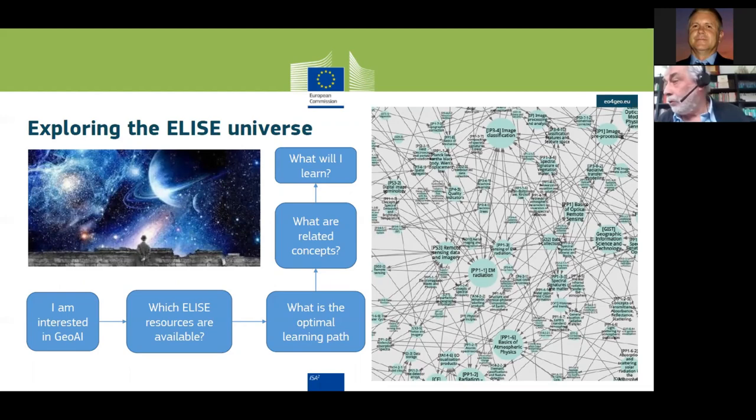So for example, I'm interested in geospatial artificial intelligence in particular. ELISE did something on that, but how can I find the related resources? So how can I find the right resources, but also how should I go through it? What should I read first or follow first, the video or the webinar? So a kind of learning path, an optimal learning path.